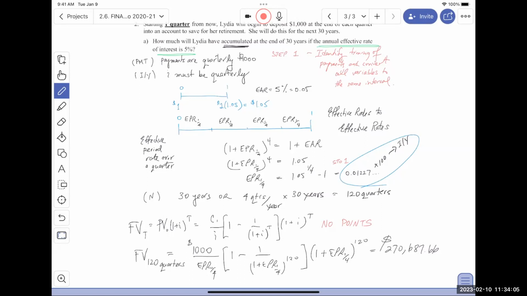Should we do the next one or should we go? Because I said we would stay till 11:30. I have no problem with doing another one. Let's just do the part B. Okay, who still needs to get the answer or didn't get it?